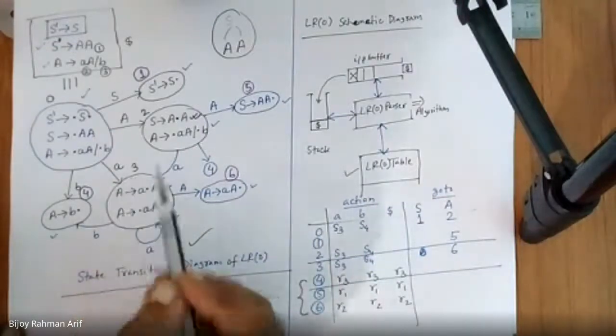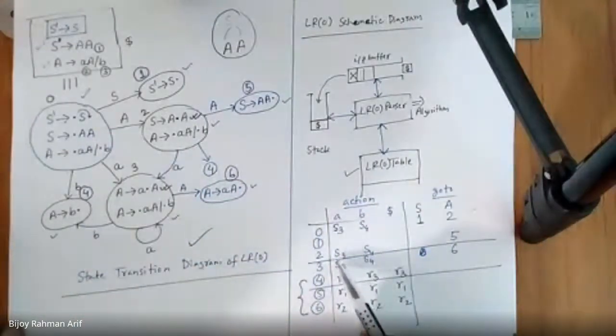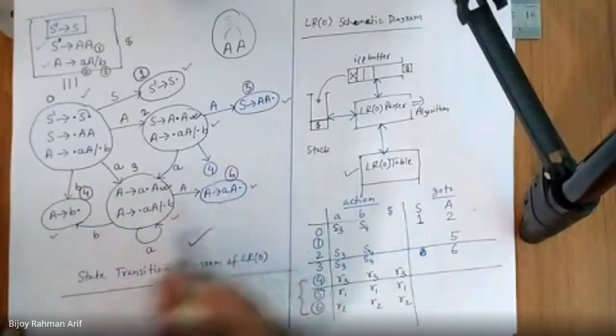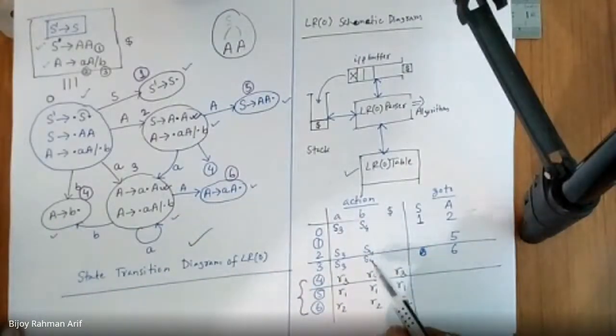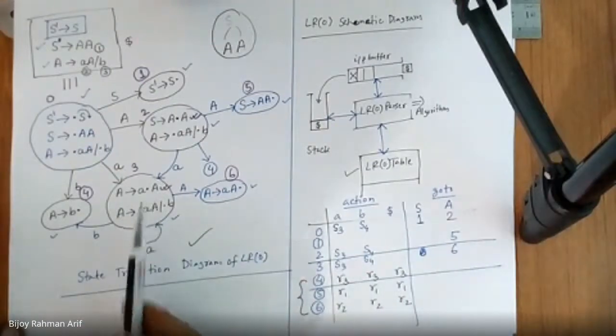On small a, we're going to state number 3, and it is an action. So we write shift 3. On B, we're going to state number 4, and it is the action shift 4. State 2 is done. Let's go to 3.